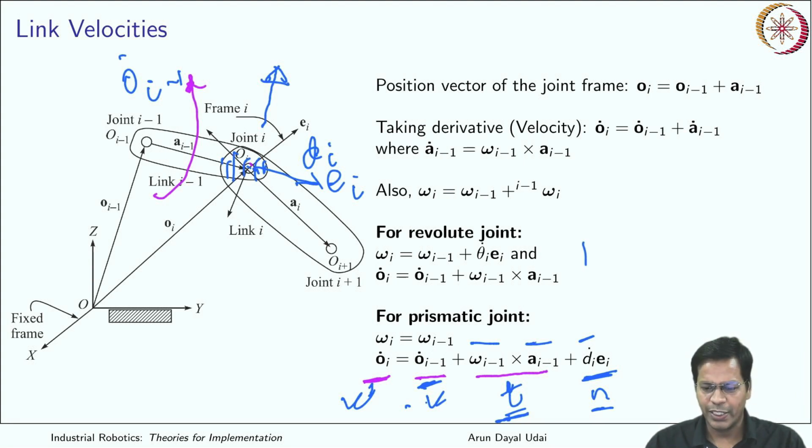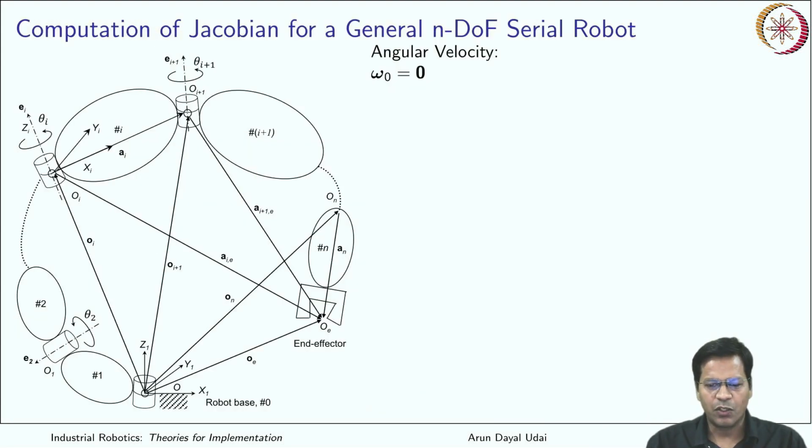So these two relations are very, very important in order to find out frame velocity and the angular velocity of the link. This is very much utilized in order to find out the Jacobian later on for an n degrees of freedom robot, and also while we'll be doing energy analysis in case of dynamics later on. So let us start computing the Jacobian for a general n degree of freedom serial robot. n can be 6, n can be anything.